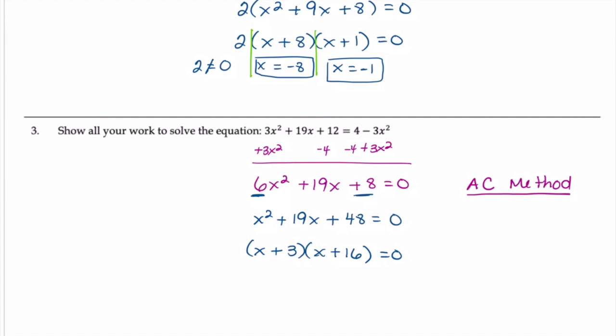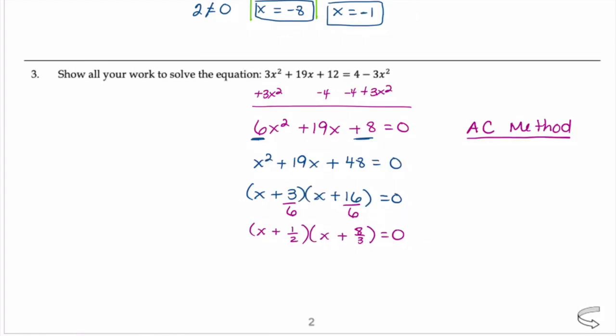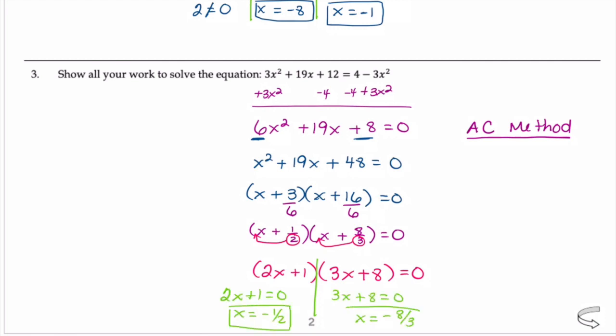I am going to bring back the A term by dividing each by that and simplifying. So I simplified my fractions, and now that I have it in its simplest form, I am going to take those denominators and bring them to the front of x. Okay, so now I am going to set each equal to 0. And we get x is equal to -1/2 and x is equal to -8/3.